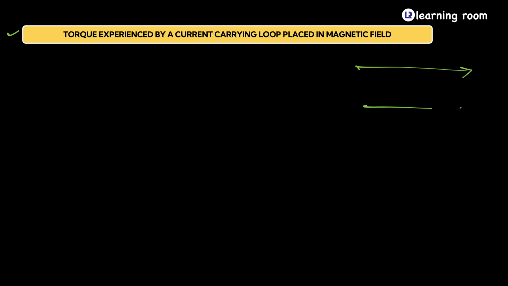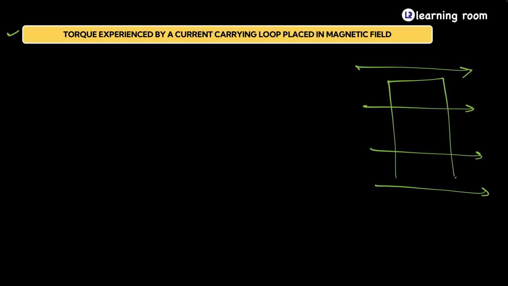Observe this. If I take a region of magnetic field, in that region, let's say we are placing a conductor like this. This conductor is in the form of a loop, closed, unlike the previous one. In the previous case, the conductor was open. Whenever the conductor is open, it will experience force. Whenever the conductor is closed in the form of a loop, it will experience torque. So why is it experiencing?